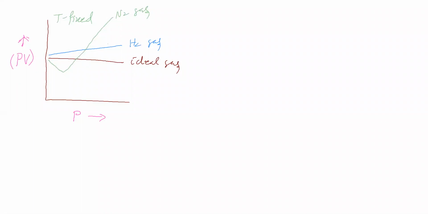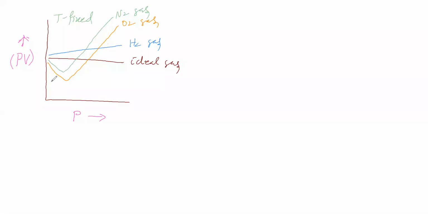Now let us draw another graph for another gas, oxygen gas. For oxygen gas, here the PV product is less than ideal gas, so it shows negative deviation. Here the PV product is greater than ideal gas, so it shows positive deviation.